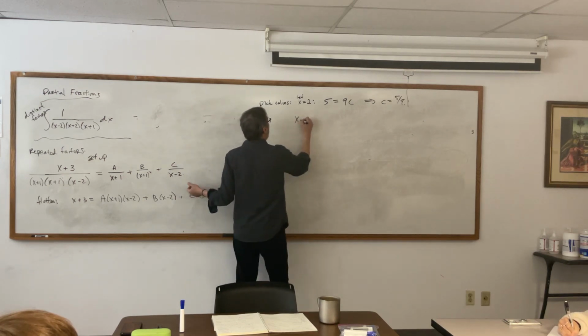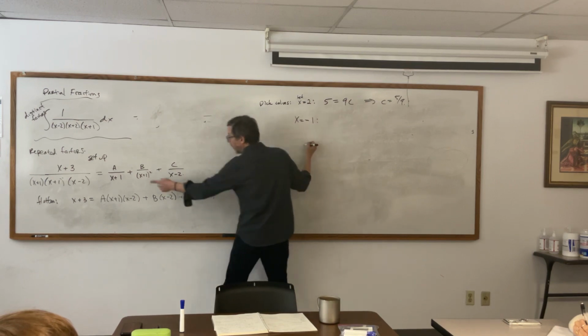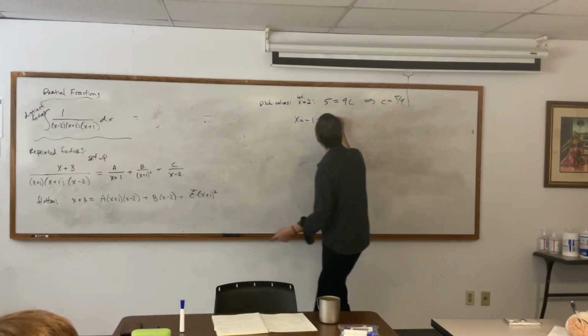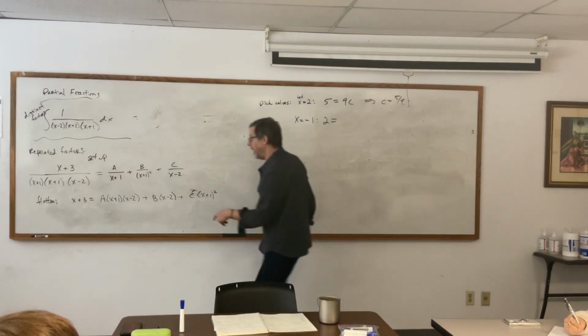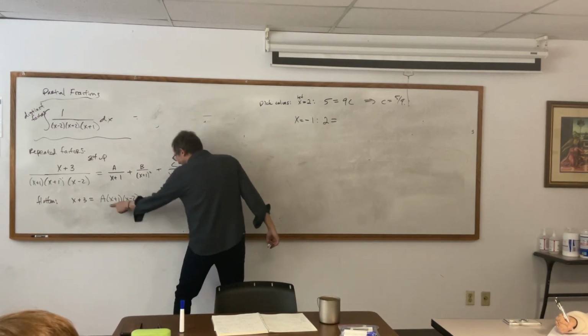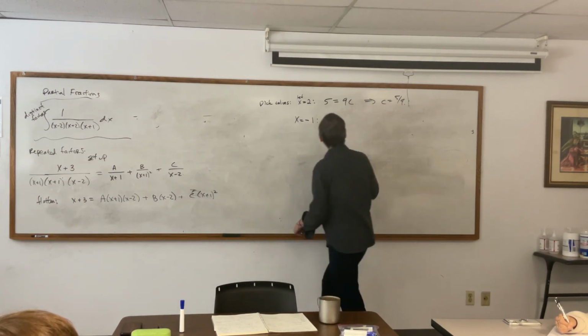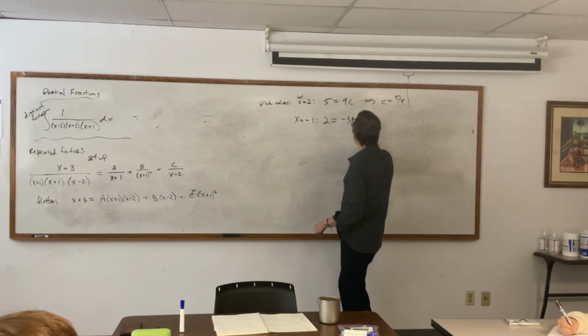And then we're gonna pick x equals -1. So now the left side becomes 2. And then I'm at -1, so dead, not dead. I get -3B.